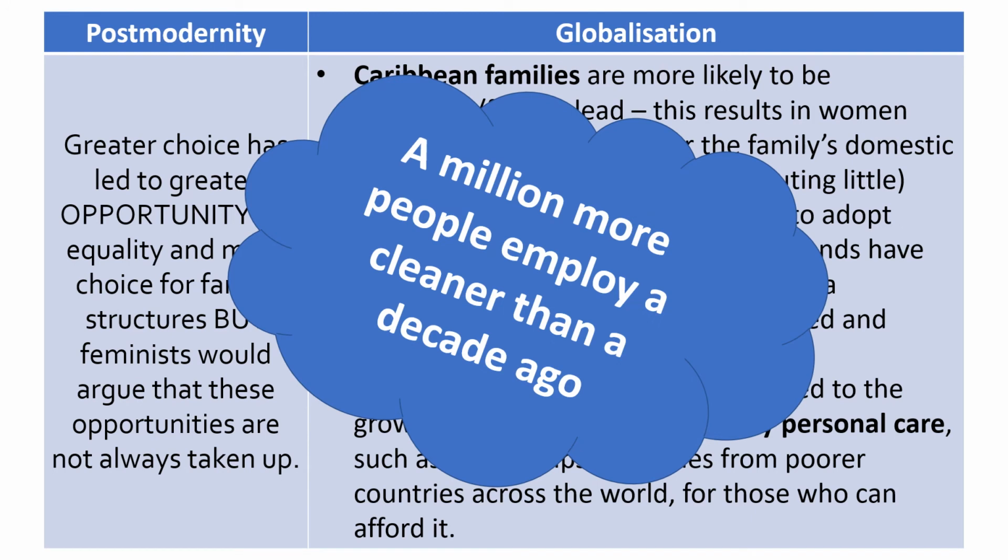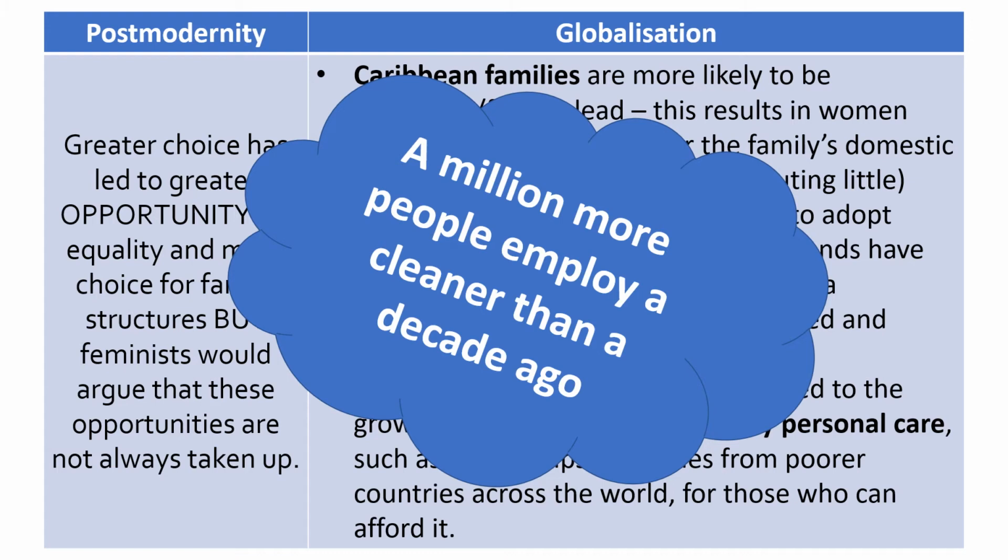And there's an article, I believe, in your pack about how there's 1 million more people employing a cleaner than a decade ago. So that might be because of things like our rising living standards and rising sort of average income. But I would say it's really important to note that this is like a middle class phenomenon. There are also millions of people who cannot afford a cleaner and would never in a million years consider having a cleaner or home help. So it's really important to note that there is a class issue there.